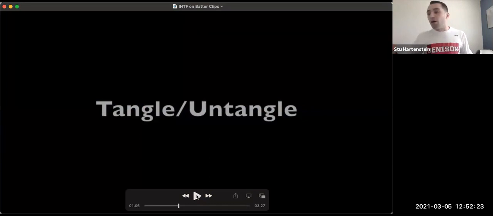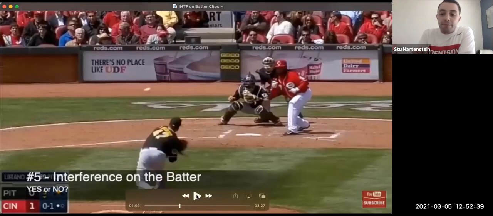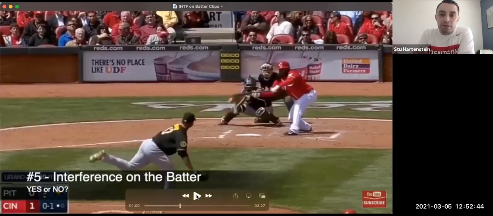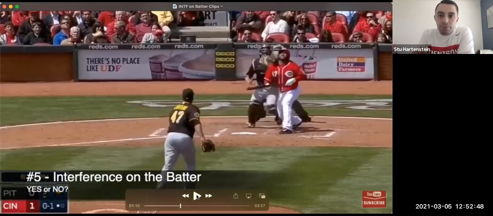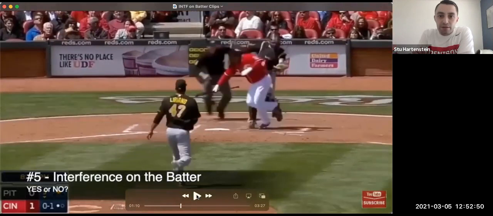All right. The infamous tangle untangle is also something that I'll go ahead and include for the batter. So here we basically have this whole idea back in 606C, and that is interfering with the catcher's fielding or throwing. So let's take a look at some clips here from tangle untangle. Here we've got a bunt attempt. Is this one interference, yes or no? And then boom, there's contact right there.